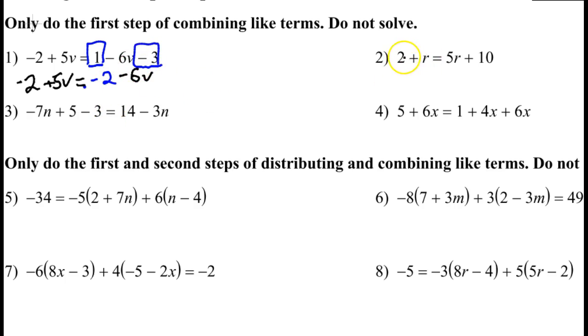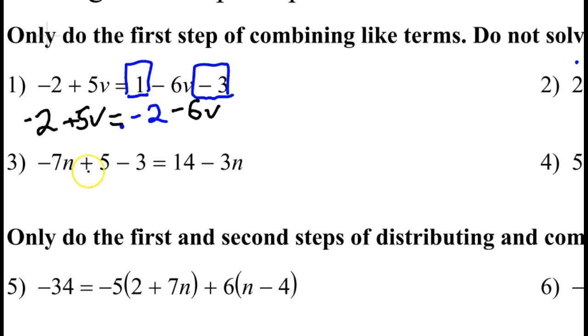So number 2, you can see it has a number and a variable on the left, a variable and number on the right, so that's done. There's no combining terms. Once you get to this point, you know you're good and you can start. So there's nothing to really do here. There's no combining like terms. What can be combined on number 3? Looking at number 3, what can be combined here?